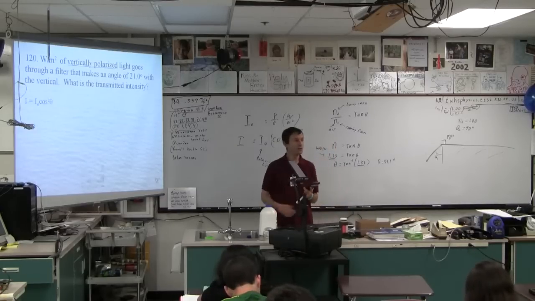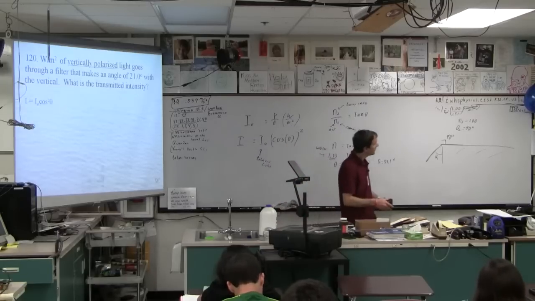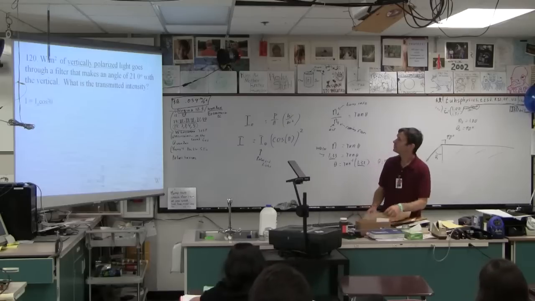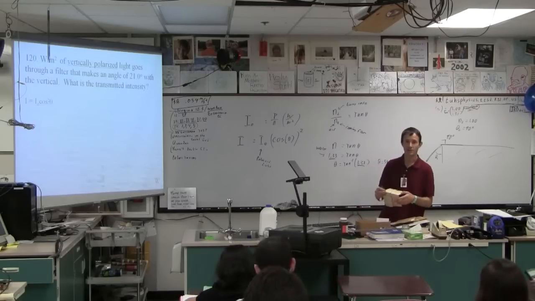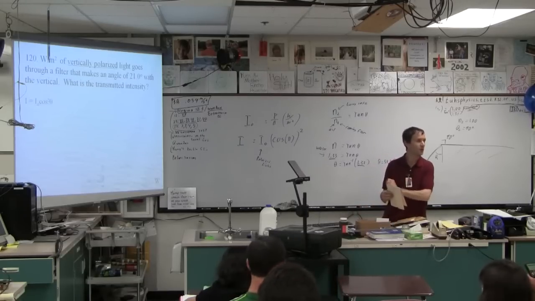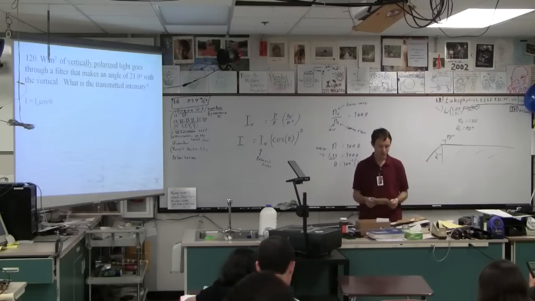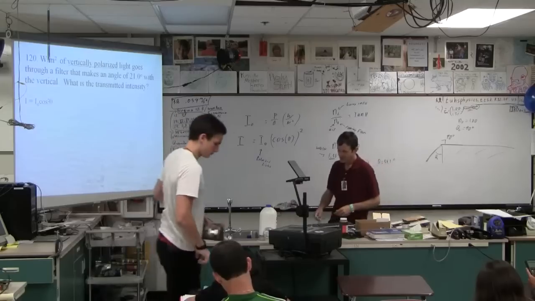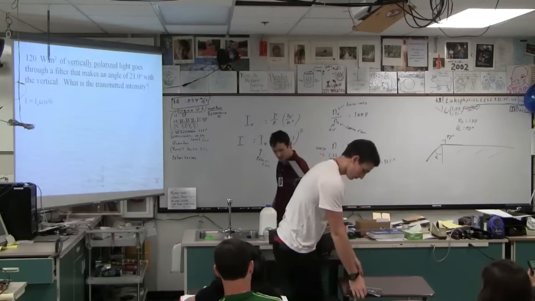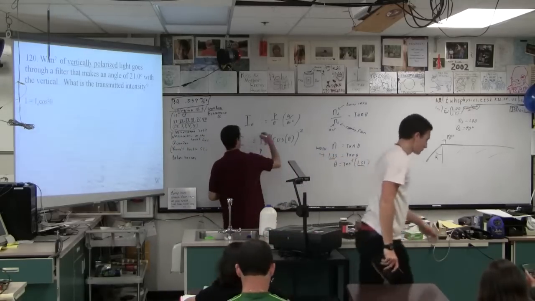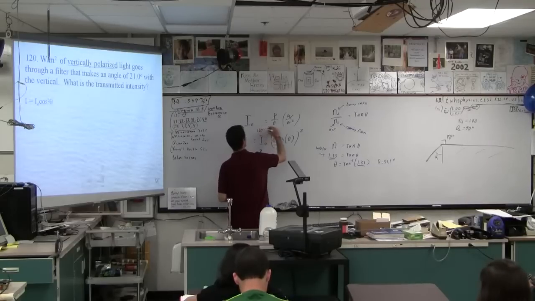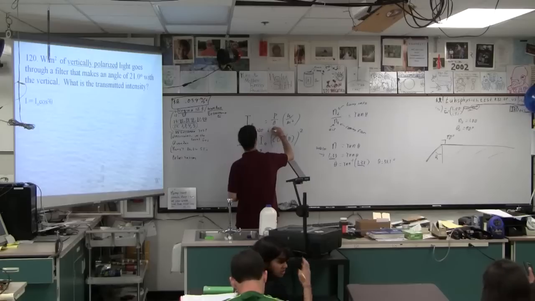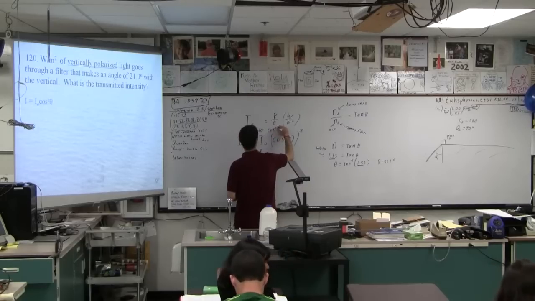Okay, so the first question, and let's try this on the whiteboards. The first question is 120 watts per square meter of vertically polarized light. So it's already polarized, so you don't have to do the 1/2 off, you don't have to take off half. Put the 120 in here. And it's just going to be 120 cos squared 21, right?